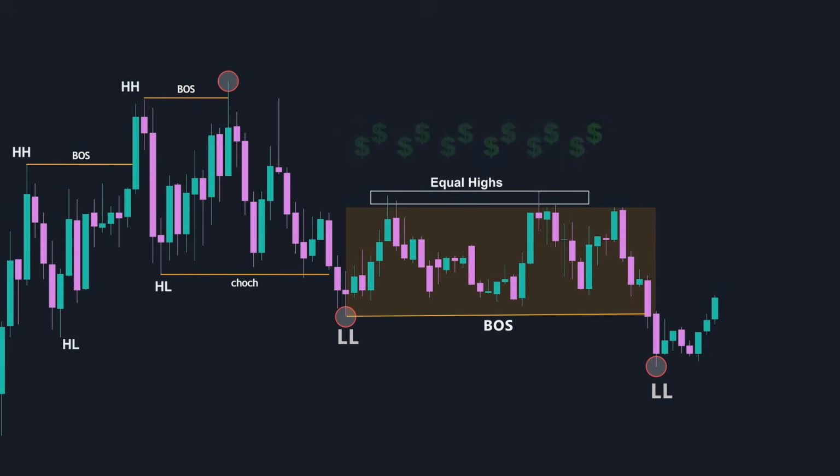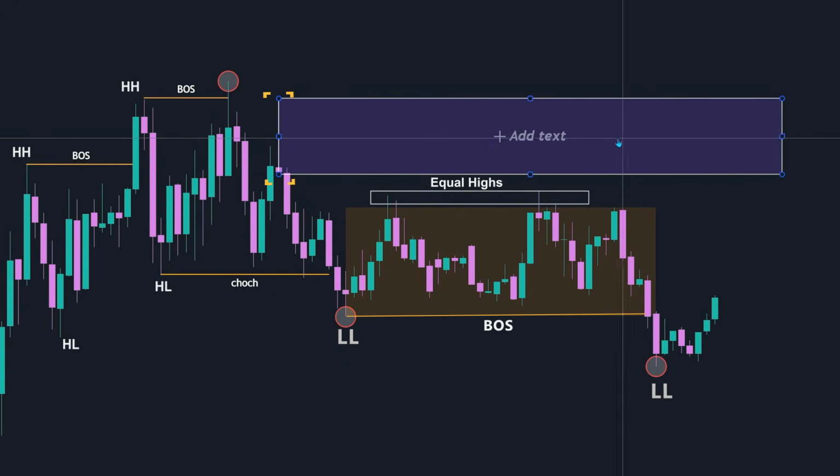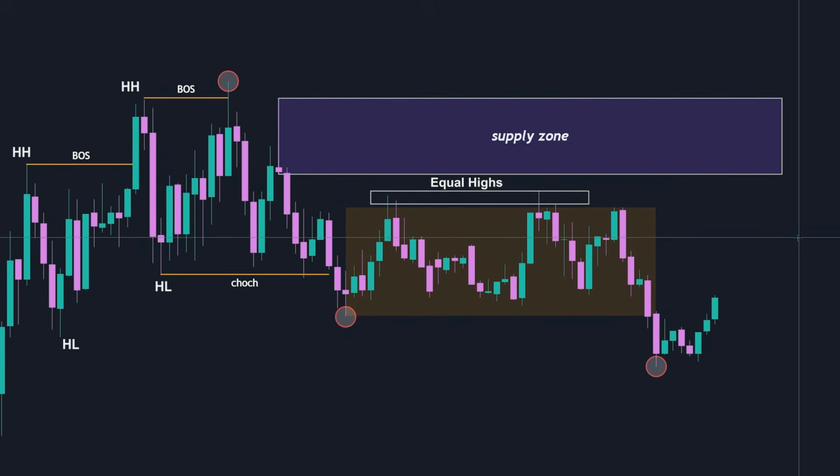Now let's add one more piece to the puzzle, the supply zone. Remember what we said? A supply zone is just a consolidation area before a big bearish move. And right here, we've got a perfect example. Look at that candle with the big wick. Price opened and closed almost at the same spot. That's our last candle before the bearish impulse that broke structure. That's our supply.